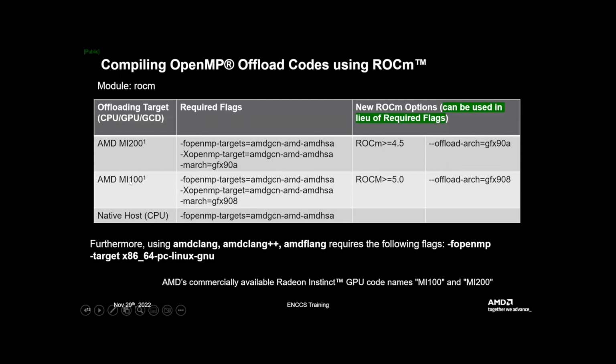Now, if the target is AMD MI100, you can use this shortcut -offload-arch=gfx908. If for some reason the shortcut is not working, you can still use the full flag that is available here. But most of the time, when you are using a ROCm version greater than 5, technically, if ROCm is well installed, you can use this shortcut.